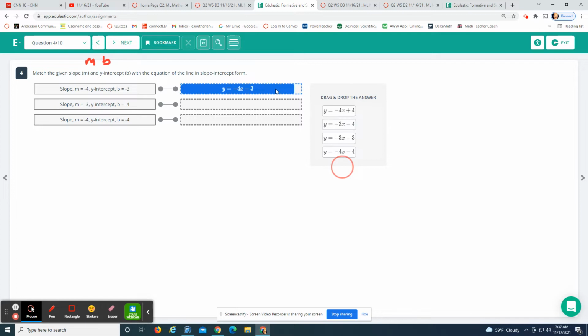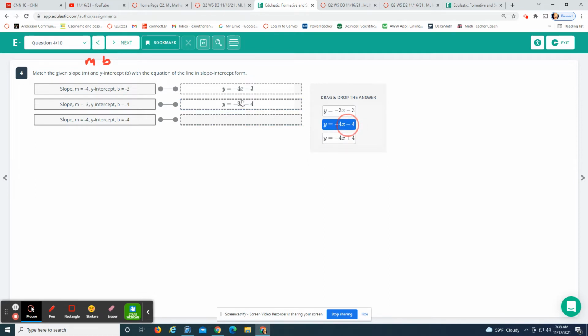That says y equals -4x minus 3. It says, for the second one, slope is -3 and the y-intercept is -4. So we're going to look for one that ends in -4. There's 2. We want the slope to be -3. If you look, the second one, y equals -3x minus 4.